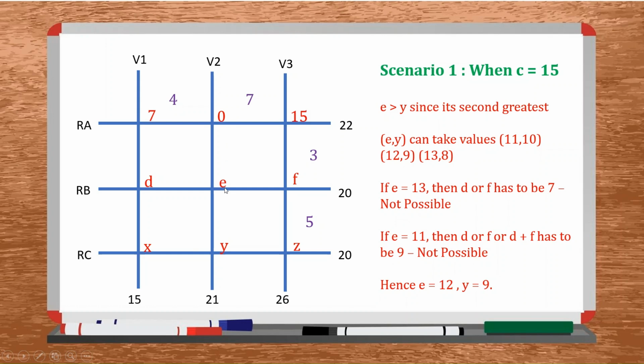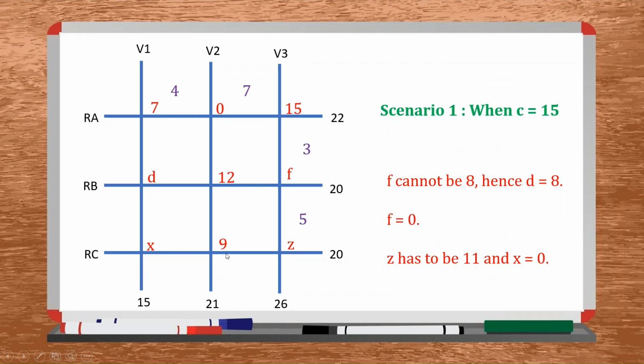And if E is equal to 12, then Y will become 9. So now we have values of E and Y as well. Now, if Y is equal to 9, then F has to be 8 or D has to be 8. But F here cannot be 8, because if F equals 8, then Z has to be the leftover of 15 plus 8, which is only 3, which is not possible. Hence, D has to be 8.